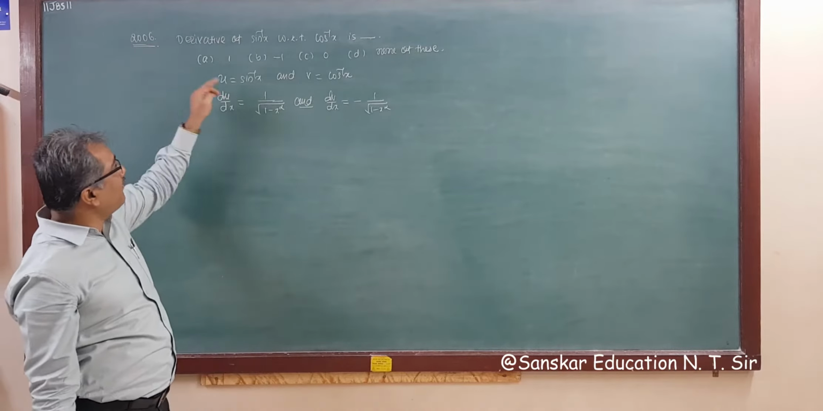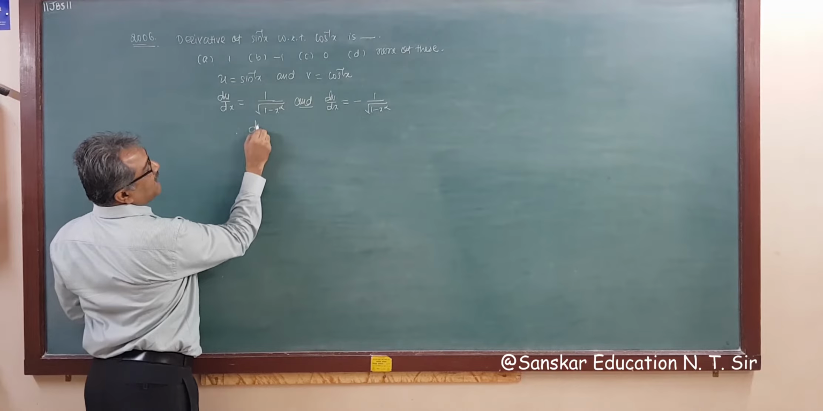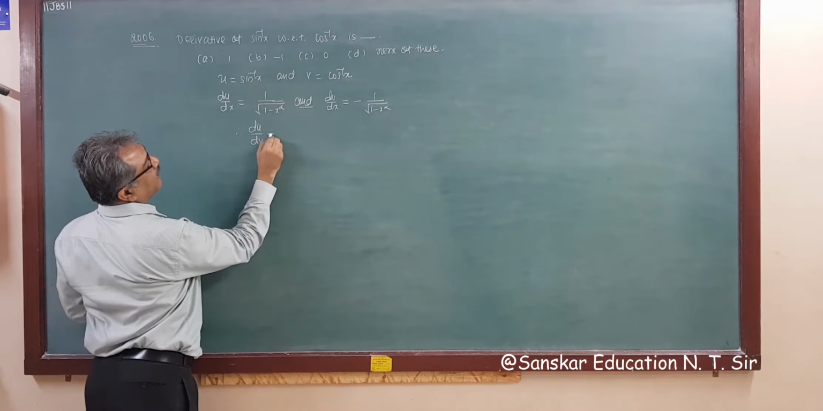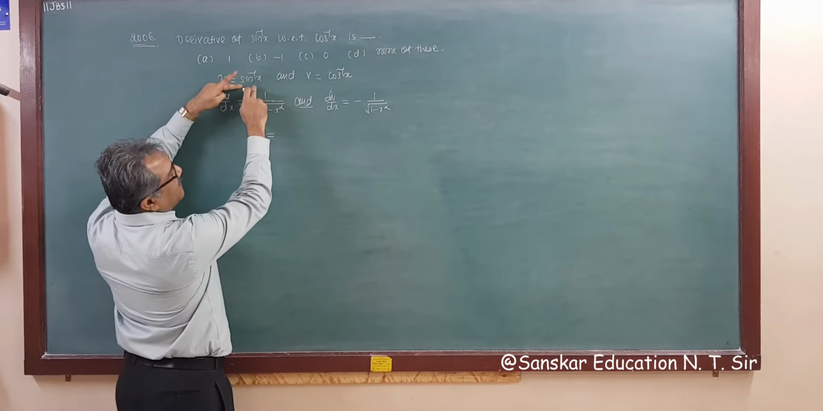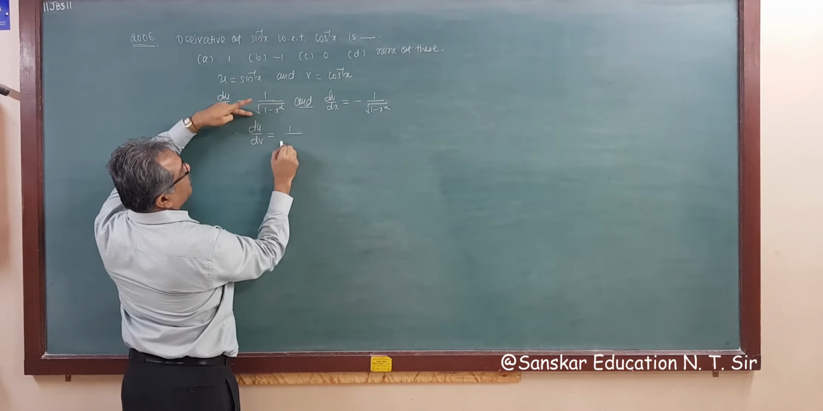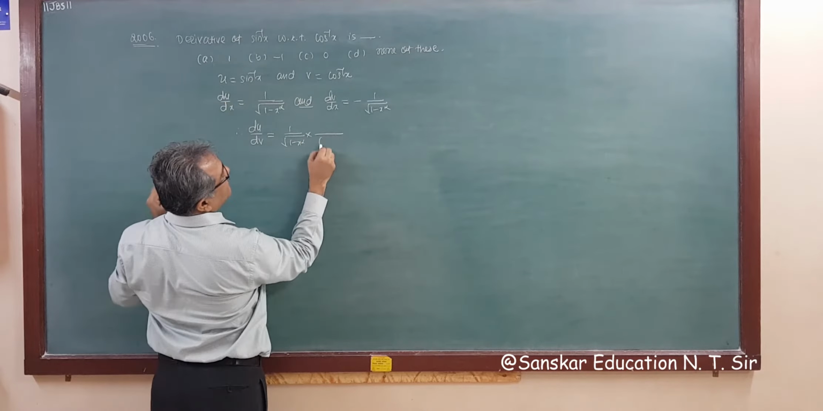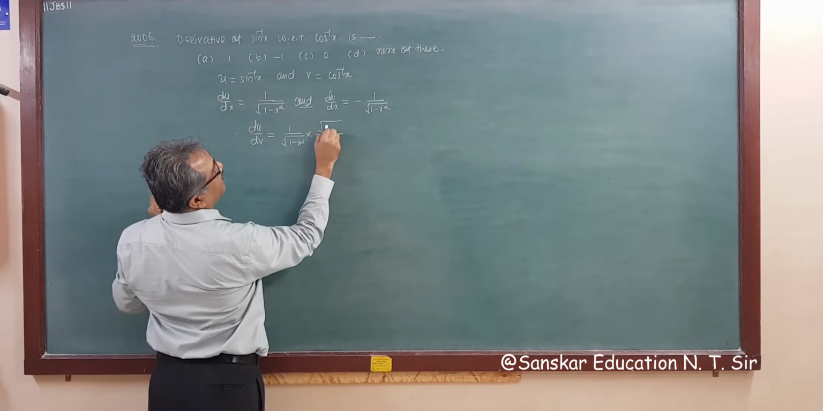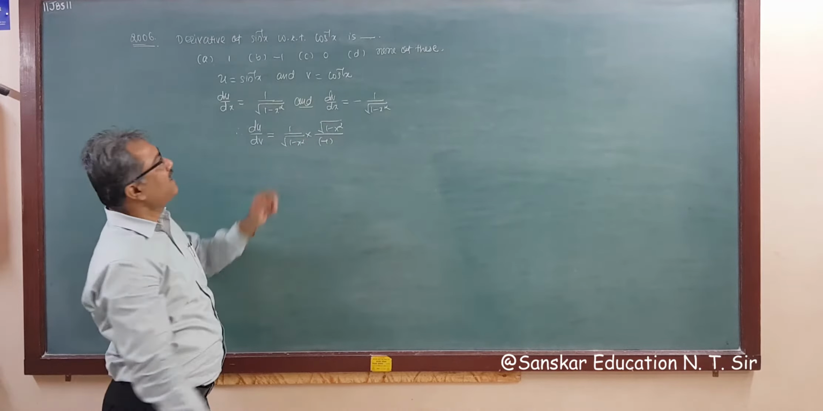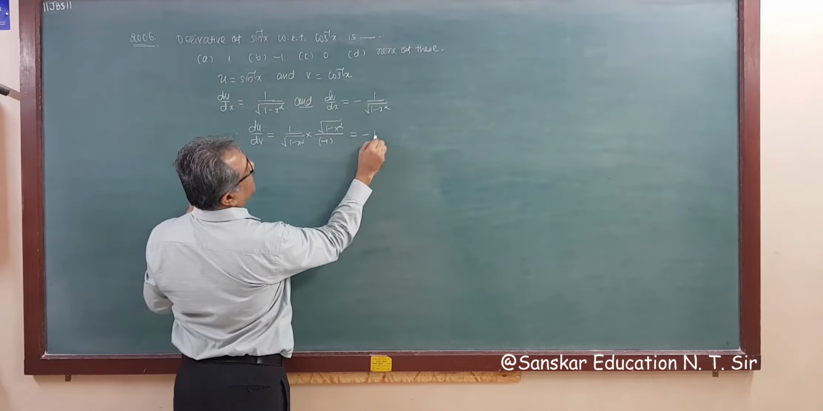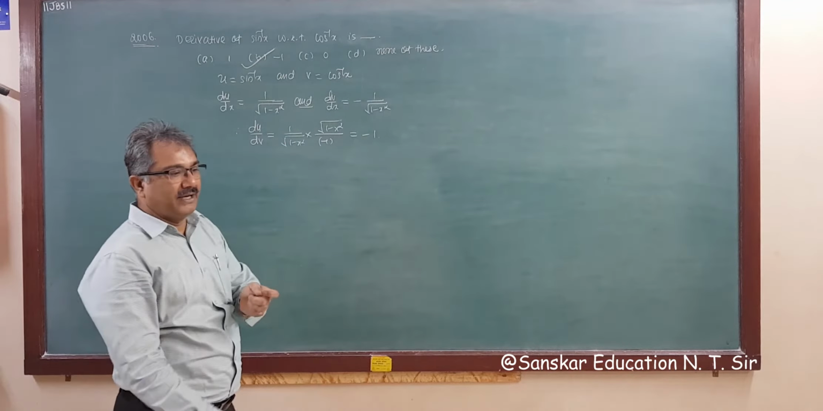So the derivative of u with respect to v, that is du by dv, is 1 upon under root 1 minus x square into minus 1 upon under root 1 minus x square. So this will cancel. So the answer is minus 1. That is, option B is the correct one, right?